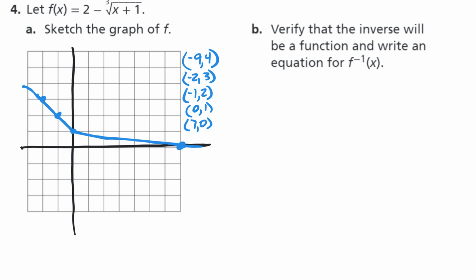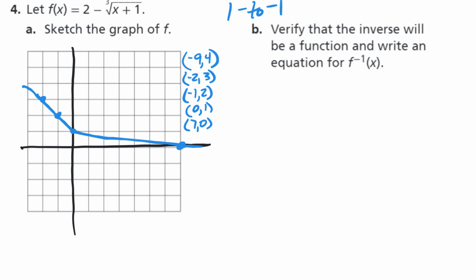All right, it says verify that the inverse will be a function and write an equation for this. Well, I can look at these values and see that it is a one-to-one function. The way I know this is because it passes the vertical and horizontal line test. There is no repeat of the x's, there is no repeat of the y's. So I know that the inverse will also be a function because it passes those.